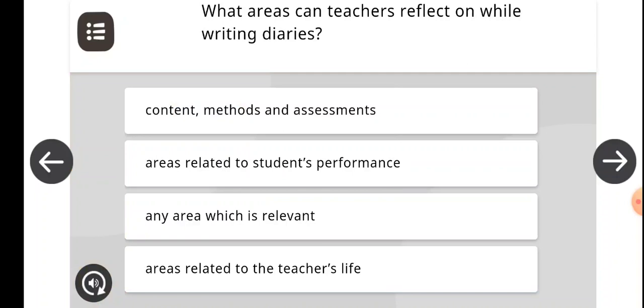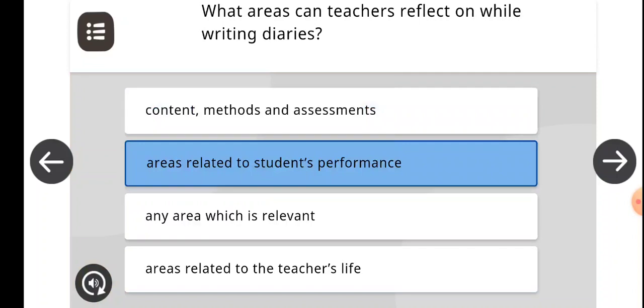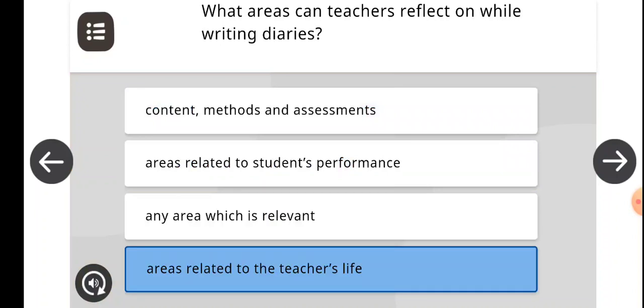Next, what areas can teachers reflect on while writing diaries? While writing diaries, what areas should the teacher take into consideration? Is it the areas of content, methods and assessments only, or the areas related to student performance only, or any area which is relevant to him, or areas related to the teacher's life? Obviously not the teacher's life. It is not a personal diary, it is a professional diary, which is a teacher's diary. So this is not the right answer.